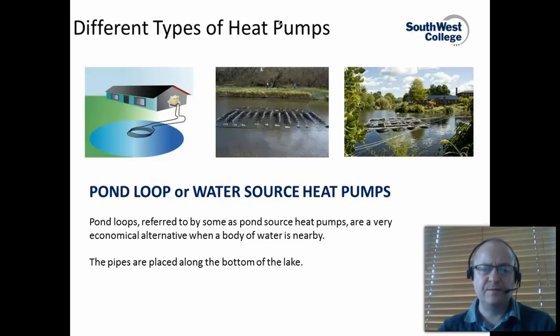So pond loops, sometimes referred to as pond source heat pumps, are a very economical alternative to ground source and or air source heat pumps, particularly when there's a body of water nearby, either a pond or a lake. And basically what happens is instead of the pipes being buried in the garden, the pipes of the ground loop or the heat pump loop are placed into the pond or into a river or into a lake. So you can see a small schematic here, and then an example of a number of slinkies or a number of coils being placed into a pond to work as a pond source or water source heat pump.